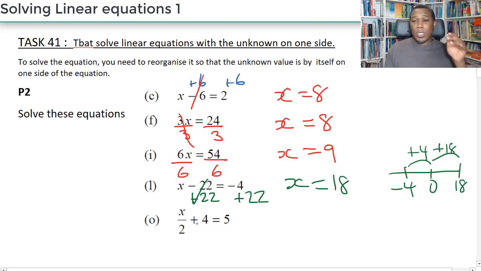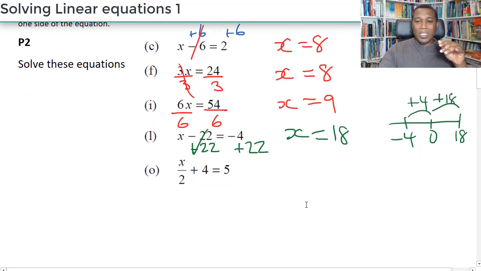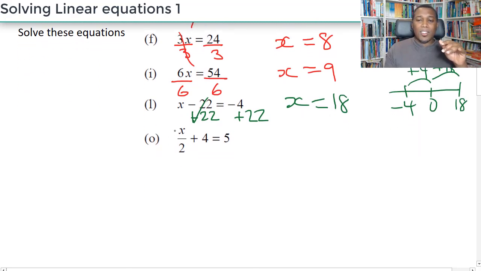And then the last one. Let me make some space here. What's actually happening here? The x is being divided by 2, and then we're adding 4 to it to get 5. So the first thing I will want to do, going backwards, the last thing that was happening was adding 4. So going backwards, I want to get rid of that. I'm going to take away 4 from both sides.